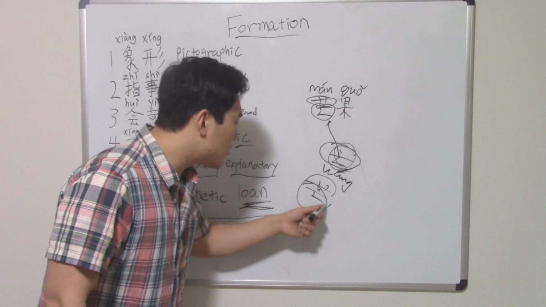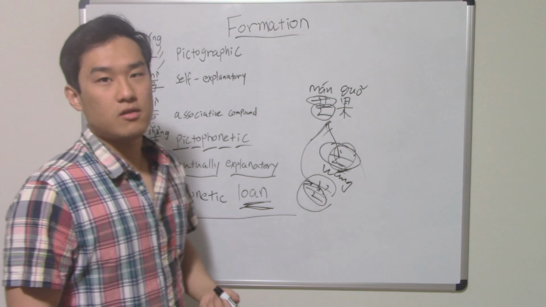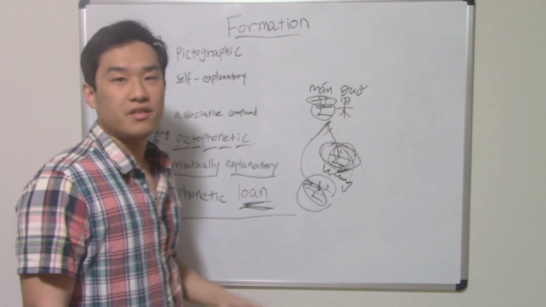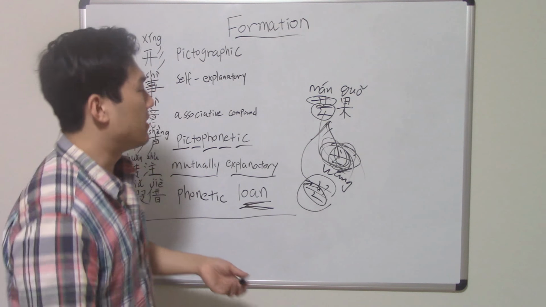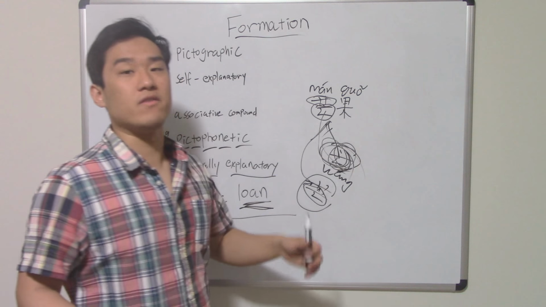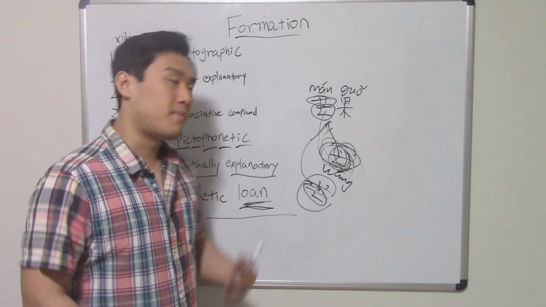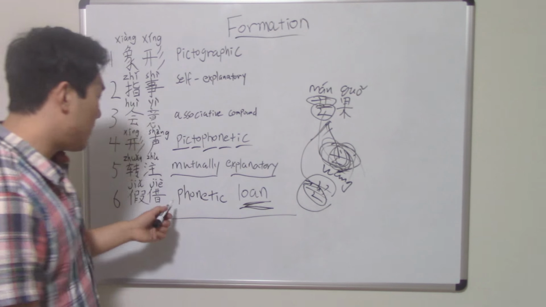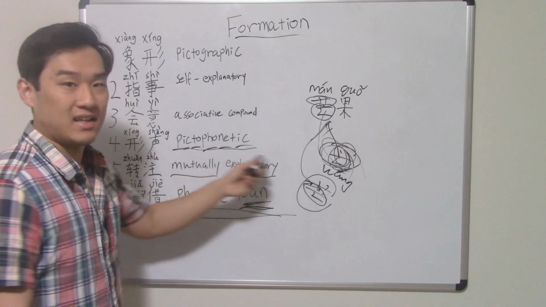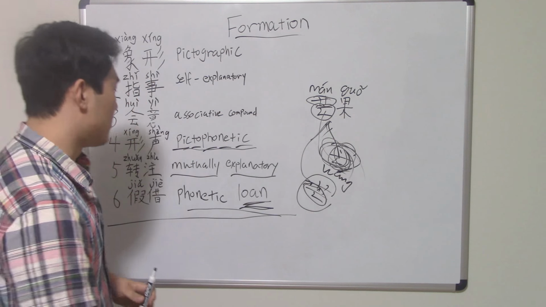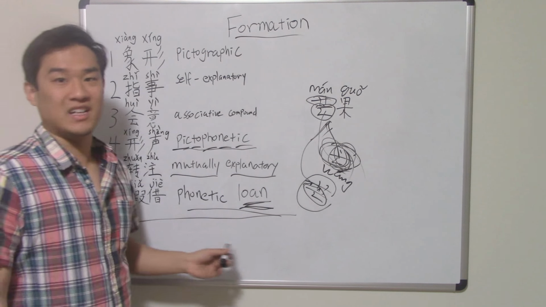But as you can tell, this word has nothing to do with the mango. It means death, and death has nothing to do with the word mango. So basically, we borrow whatever word we had in the past and make a completely new meaning. If it did relate to the past meaning, it wouldn't be a phonetic loan. It might be pictophonetic or maybe an associative compound, right? So that's what the last one, 假借, phonetic loan, means.